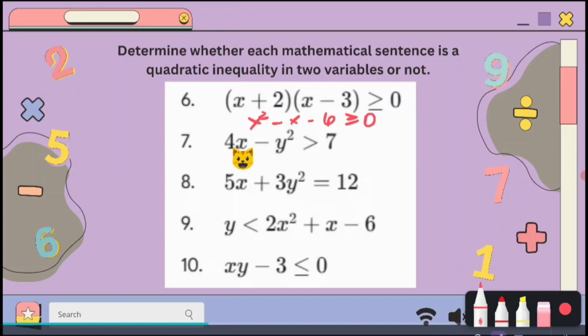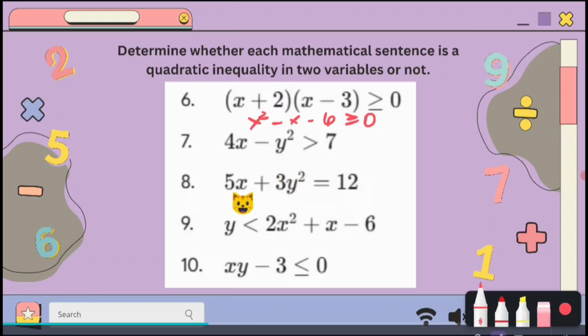Number 7, we have 4x minus y squared is greater than 7. So, dito ang inequality sign ay greater than at ang ating squared na variable ay yung y naman. Okay? So, this is a quadratic inequality.